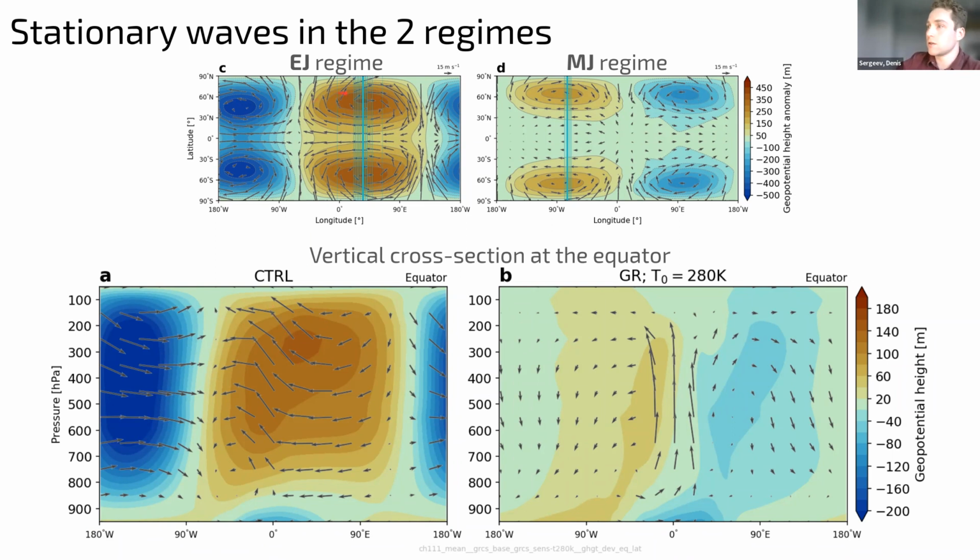In the EG regime, the equatorial jet regime, the stationary waves are much stronger, and they're strongest throughout the whole atmosphere, and the magnitude is the largest at around 300 hectopascals. However, you can also see that the vertical motions, which are of course exaggerated here in this quiver plot, are still much weaker than those in the mid-latitude jet regime. And you can also see that there's significant tilt in these waves, which also speaks of a different structure of the waves.